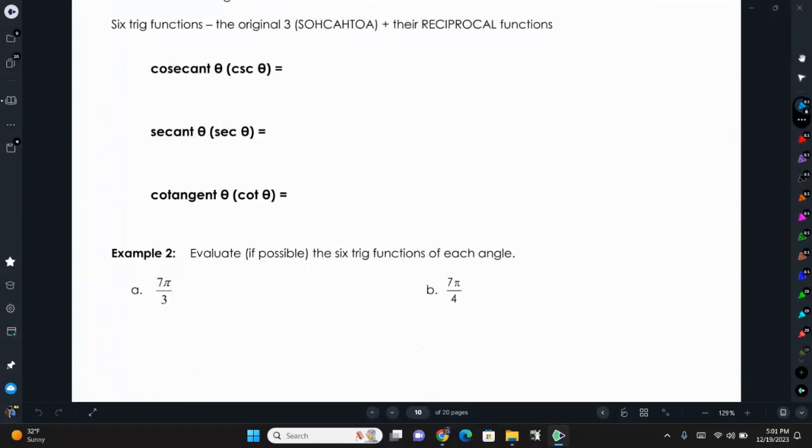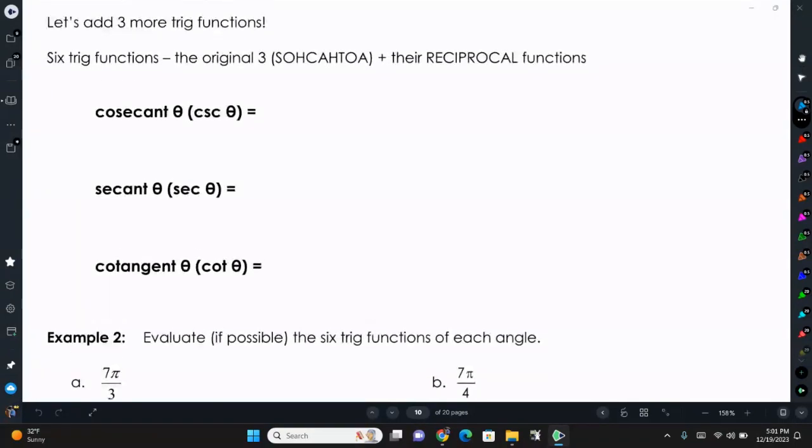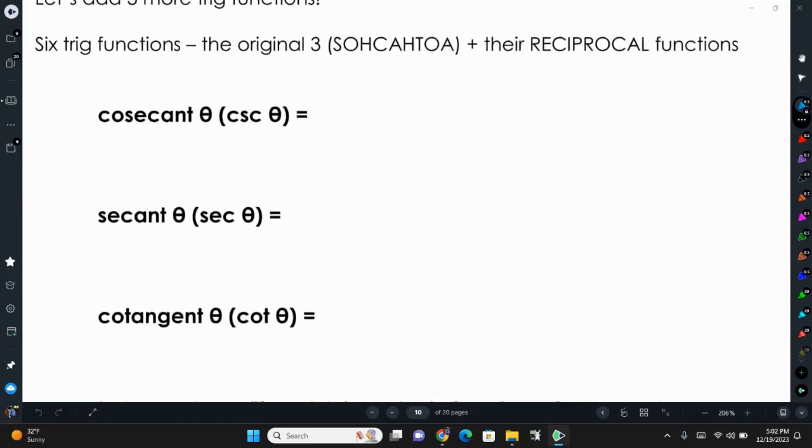Today we're going to take the trig functions from yesterday and introduce three more, which are called the reciprocal functions. Each of the three trig functions, sine, cosine, tangent, has a reciprocal function. The first one is called the cosecant, and the cosecant is 1 over sine of theta, which is the same thing as sine being flipped, so it would be the hypotenuse over the opposite side.